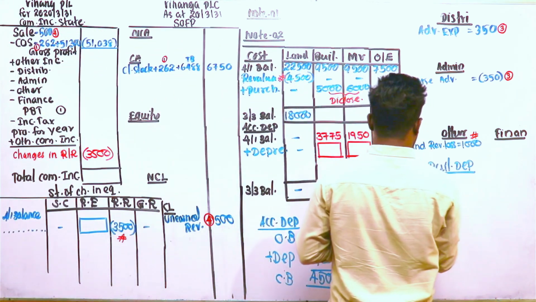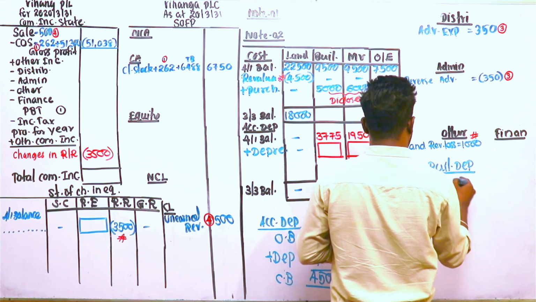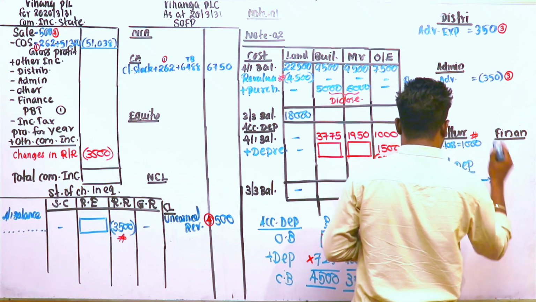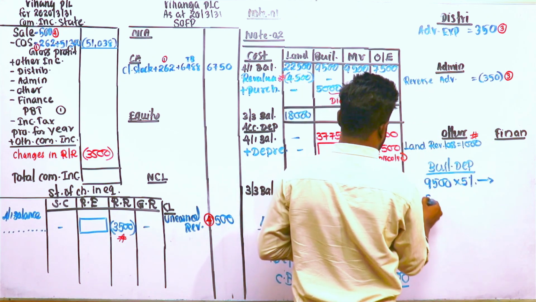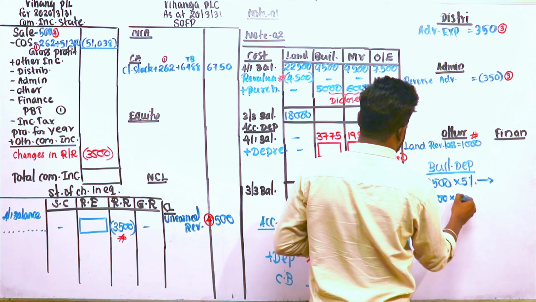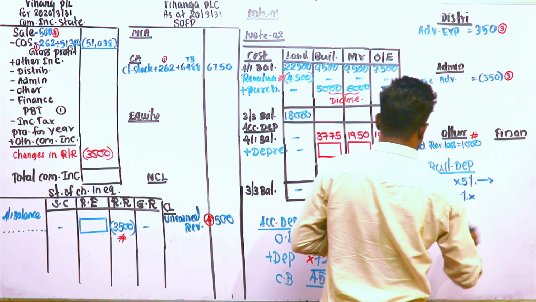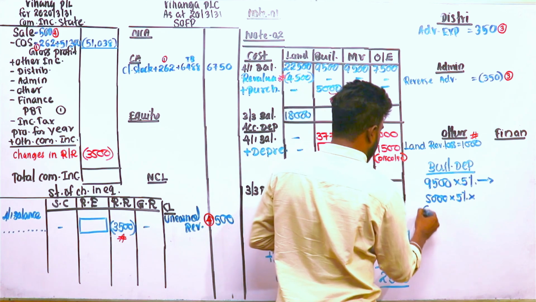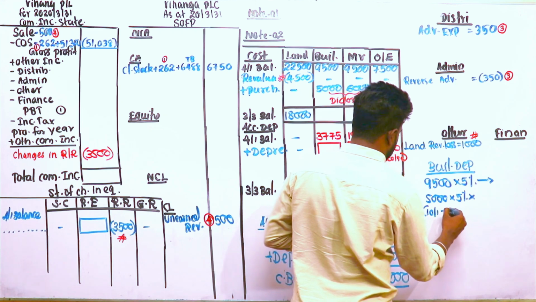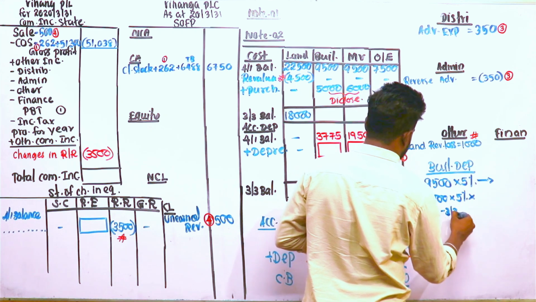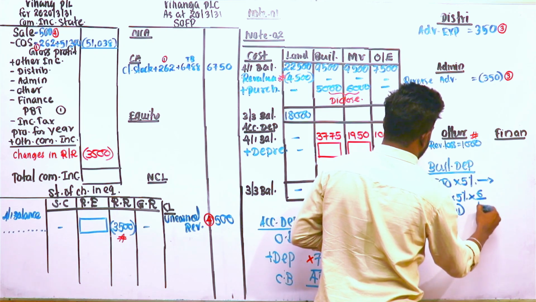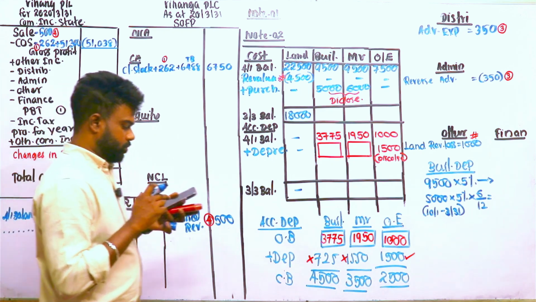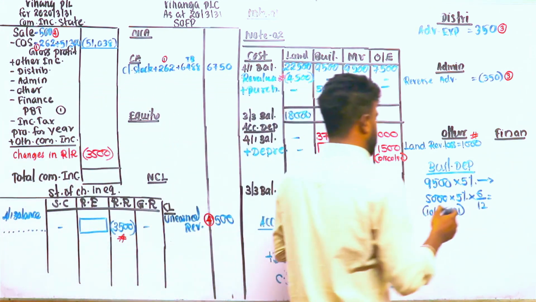Right, so calculate the correct depreciation. The opening balance is 9,500, and the depreciation rate is 5%. You can depreciate for 12 months. But the purchase of 5,000, how many months? The building purchase was October 1st, right? From October 1st to 31st March, only a 6 month period you have to depreciate. 475.